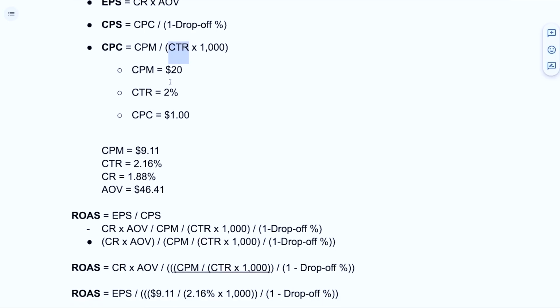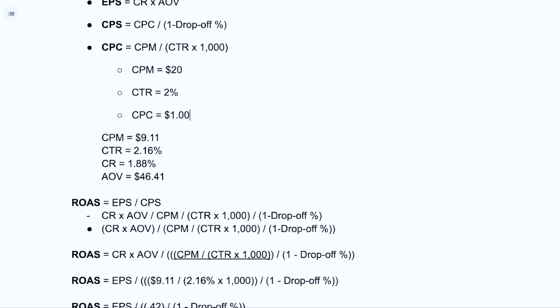So to use an example, if our CPM, which is cost per 1,000 impressions, was 20 and our CTR was 2%, then our cost per link click would be $1. This is a really important thing to understand right here. If CPM is $10 and link click-through rate is 1%, that would be a $1 cost per click.